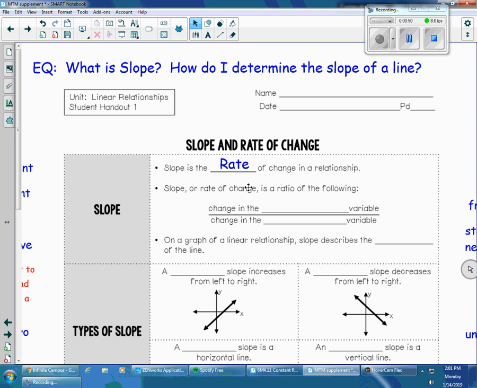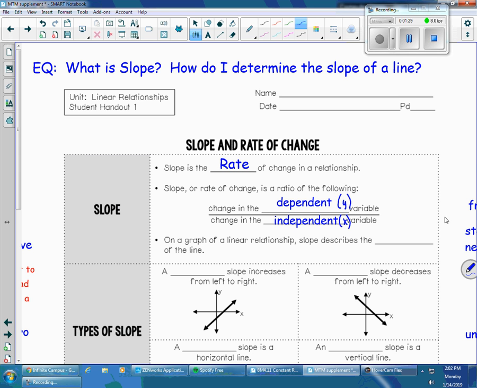We've got our two variables, our x and our y, and the rate at which they are changing is the slope of those two things. So the slope, or rate of change, is a ratio of the following. Change in the dependent variable, that's our y, divided by or over the change in the independent variable, that's our x. So change in y divided by or over change in x. So I'm just going to put this in parentheses. Change in y over change in x.